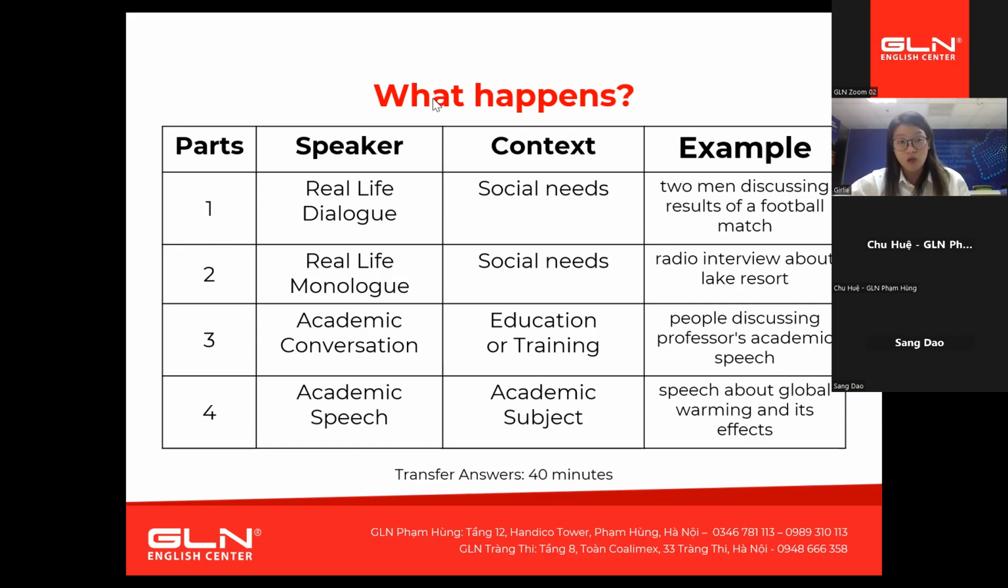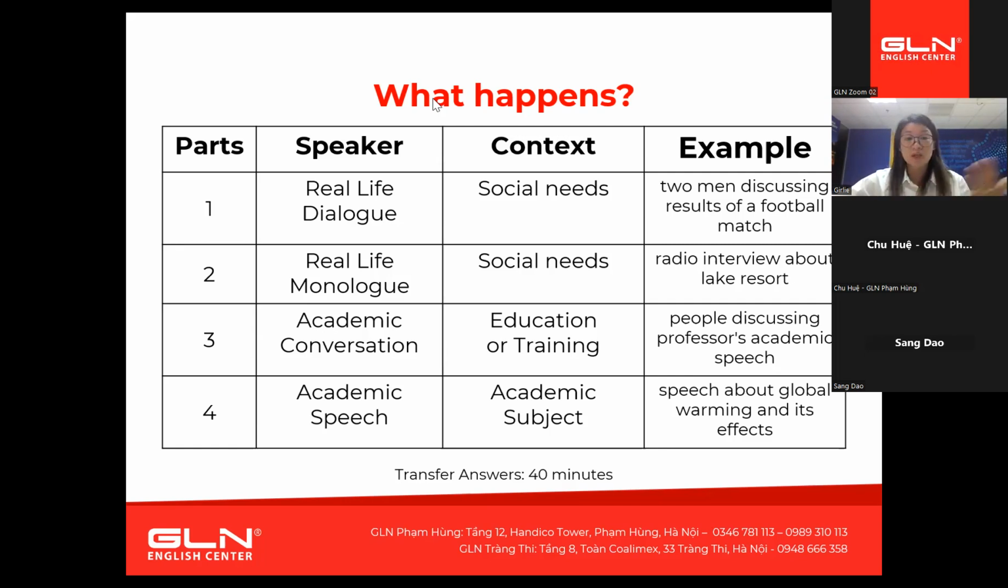The second part, it says here, how many speakers are there? It's a monologue, so only one speaker. So the topic will be the same. It will be about social needs, okay?